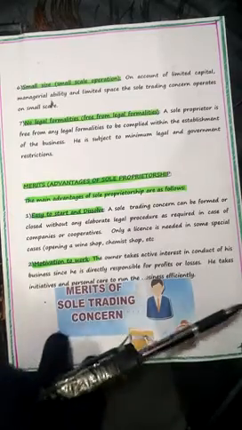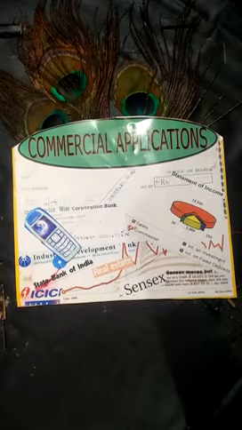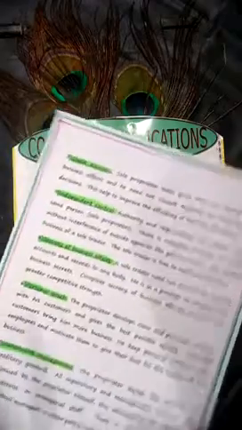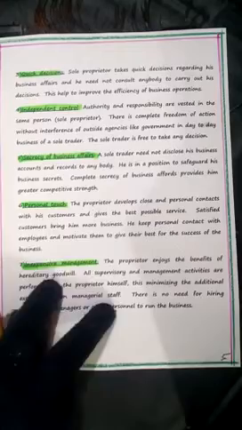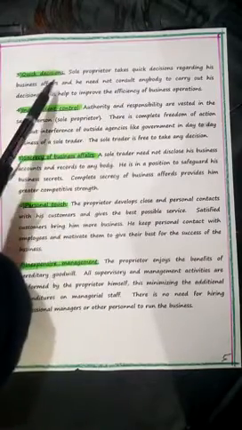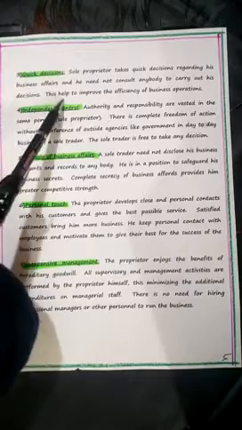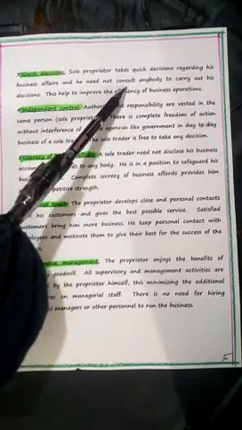Let's move to the third important merit, quick decisions or prompt decisions. The sole proprietor needs to take quick decisions. That is very important, children. So let's move to the third one, quick decisions. The sole proprietor takes quick decisions regarding his business affairs and he need not consult anybody to carry out these decisions. This helps to improve the efficiency of the business operation. I've made it simple for you to understand, children.